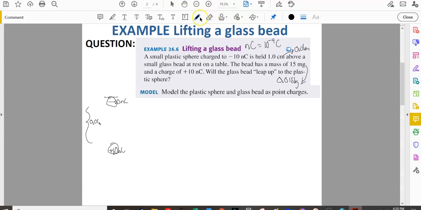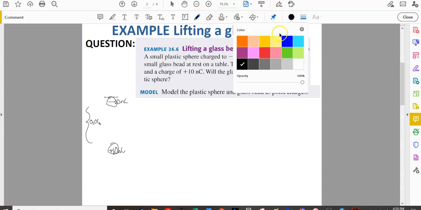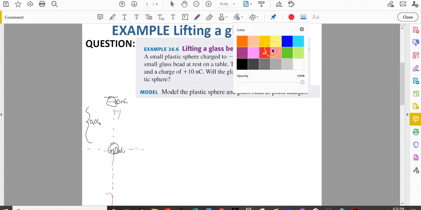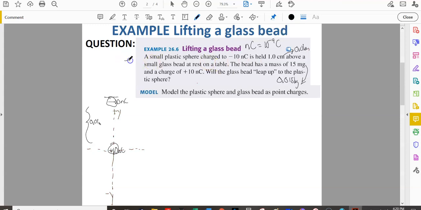All right, well, let's do our force diagram. So we're going to be doing a force diagram on the positive 10 nanocoulomb object, and that is because we are asking the question, will the positive 10 nanocoulomb object move upwards? So let's set our coordinate system around this. And I don't think we need to draw the x-axis, but we're going to do it anyways. And let's go ahead and think about what forces are working on this.